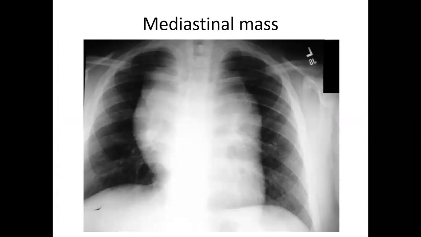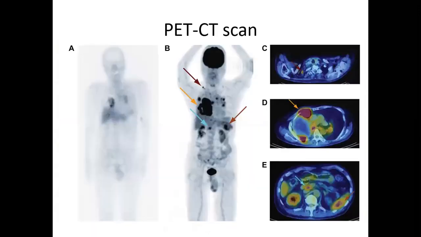And in this chest X-ray, you can see mediastinal widening because of enlarged mediastinal lymph nodes. And if the mediastinal lymph nodes are pressing on the superior vena cava, the patient can present with superior vena cava obstruction. This photo shows PET-CT scan.